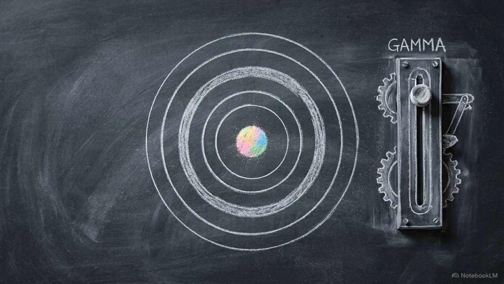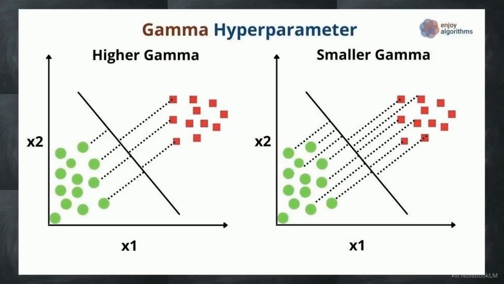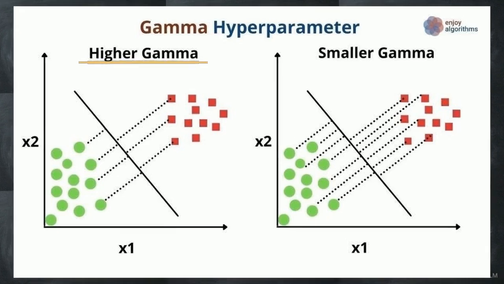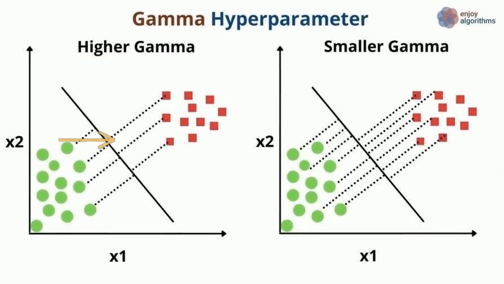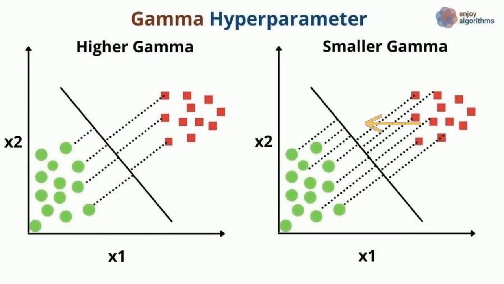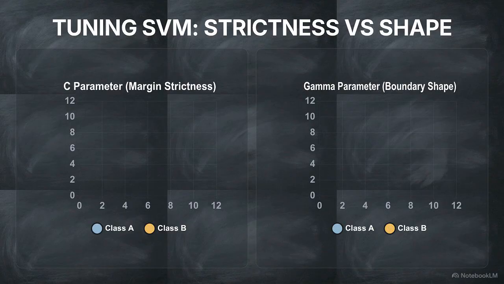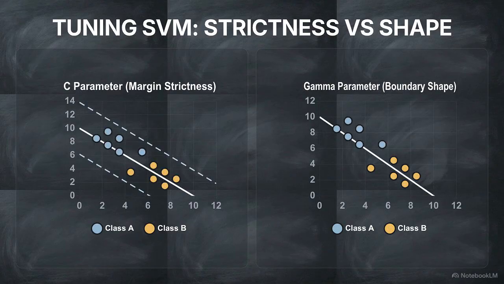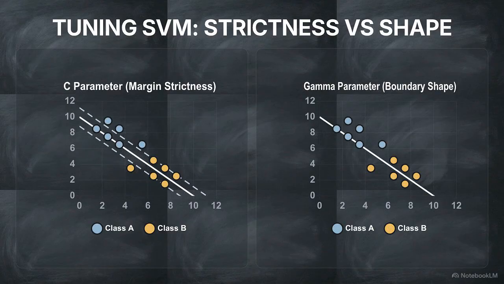These two charts illustrate the mechanism. With a higher gamma on the left, data points only evaluate their immediate neighbors, resulting in a tighter, more restrictive boundary. A smaller gamma on the right expands their reach, smoothing the boundary over a larger area. In a nonlinear model, the engineer uses the C parameter to control the strictness of the margin and the gamma parameter to physically sculpt the shape of the boundary itself.